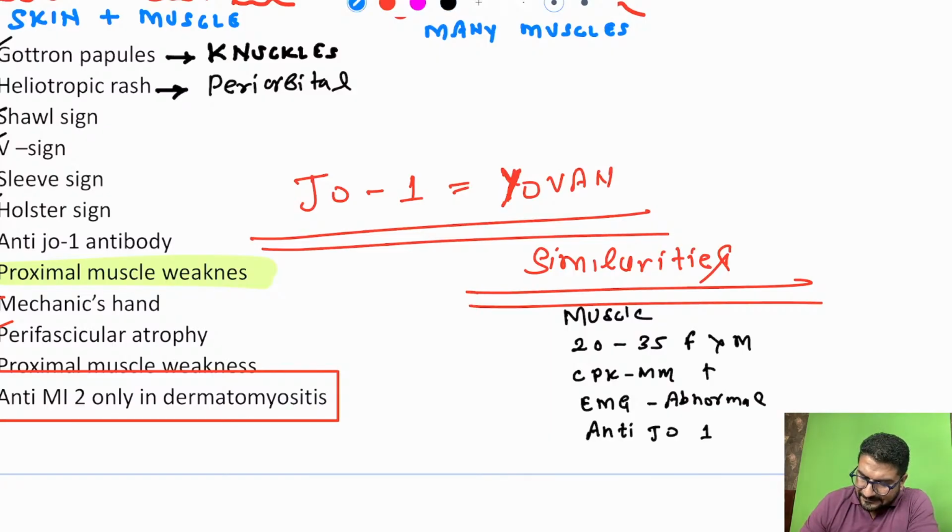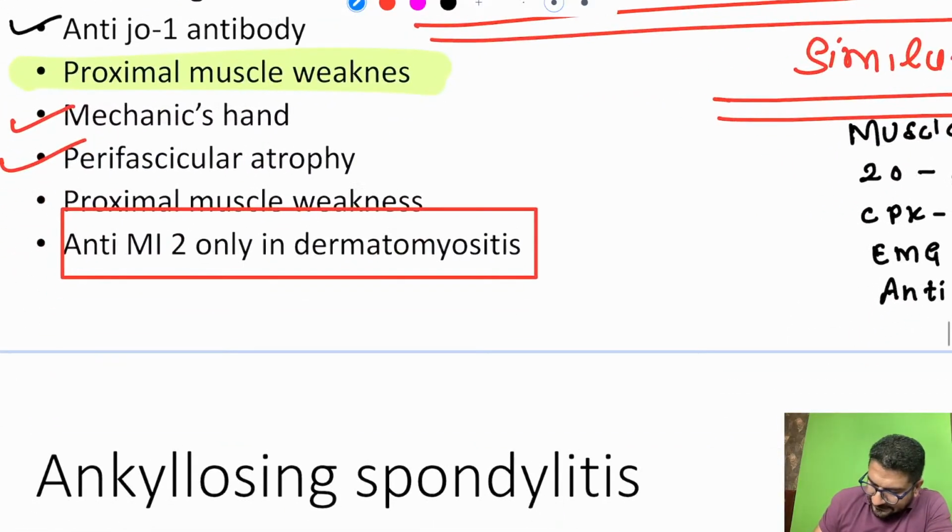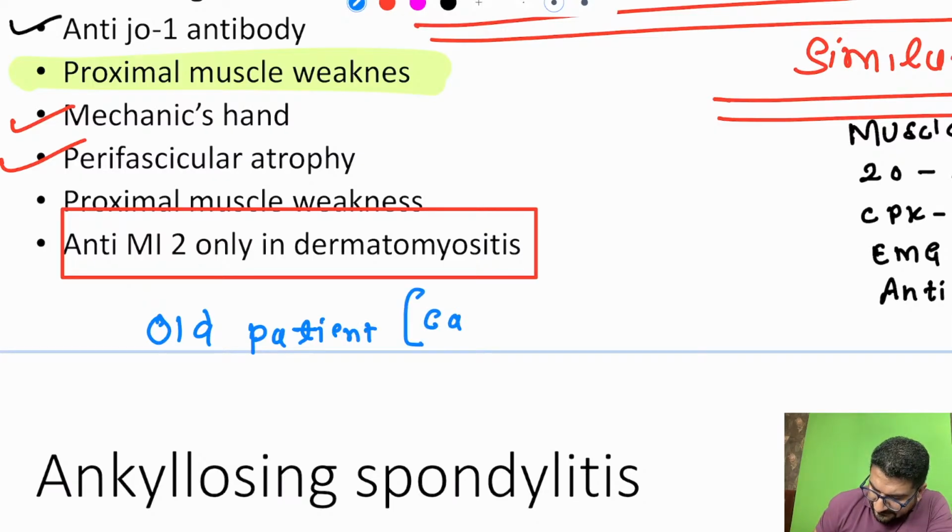Now lastly, suppose I ask you, a 65-year-old female is coming to you with muscle weakness and this is affecting mainly your distal muscles, then what will the answer be? So understand this thing: when you see an old patient, it can be male or female, with some cancer, meaning with some history of cancer, colon cancer, breast cancer, any cancer, and involvement of distal muscle.